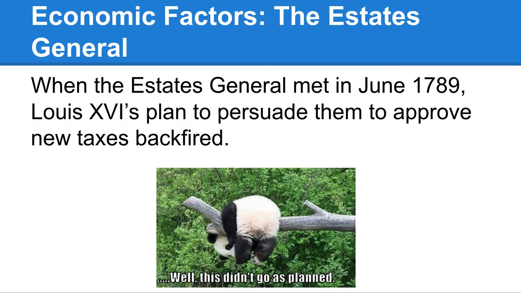When Louis XVI called the Estates General, which was the voting body for France, in June of 1789, his plan to try and get them to approve new taxes backfired spectacularly. Louis had kind of expected that the Estates General would just rubber stamp what he wanted them to do.